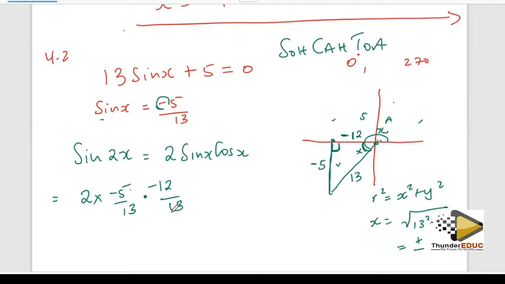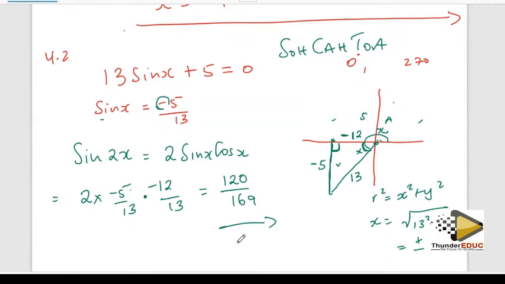When you look at this, just simplify the numerators. This is 2 times 5 is 10, 10 times 12, that's going to be 120 over 13 times 13, that's going to be 169. Is it possible to simplify that? Not really. Just leave it like that.